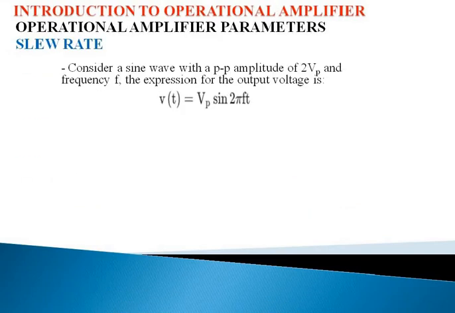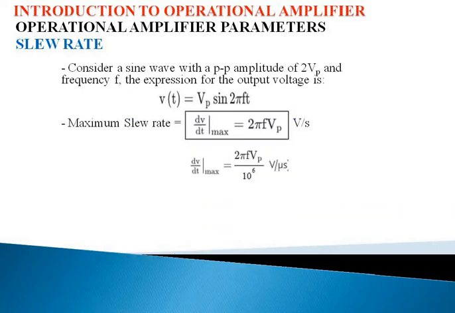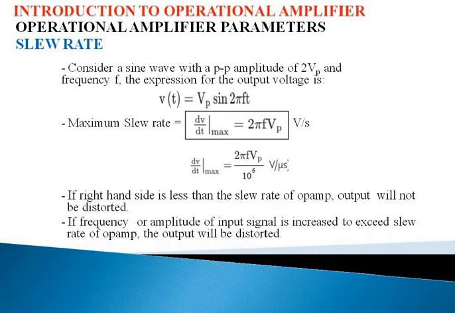Then slew rate, consider a sine wave with a peak to peak amplitude of 2 Vp and frequency f. The expression for the output voltage, we know it is V of t is equal to Vp sine 2 pi ft, and the maximum slew rate is given by 2 pi f Vp, volt per second. In volt per microsecond, it will be 2 pi f Vp by 10 raised to 6. If right hand side is less than the slew rate of op-amp, output will not be distorted. If frequency or amplitude of input signal is increased to exceed slew rate of op-amp, output will be distorted.